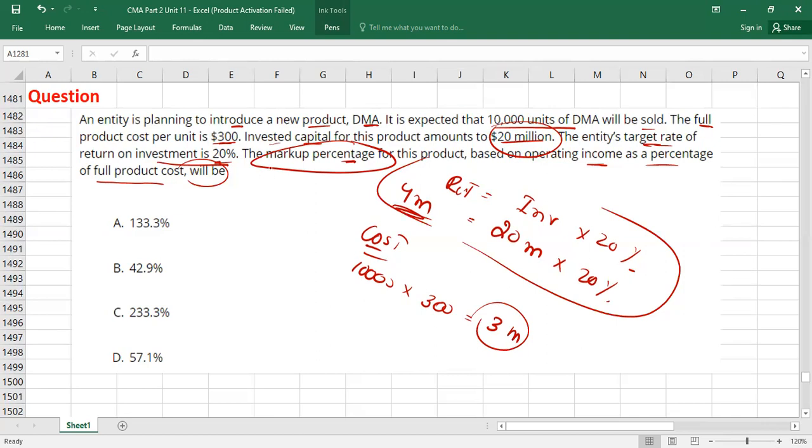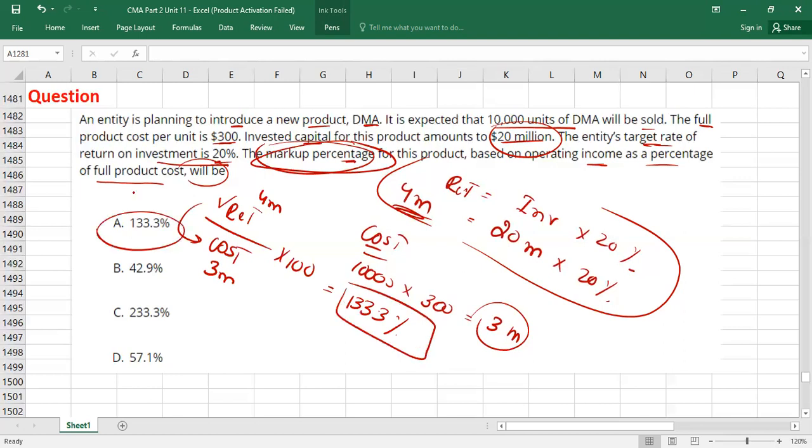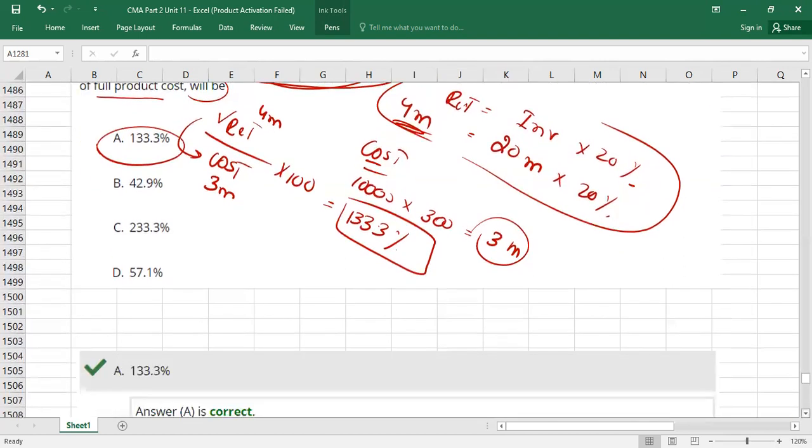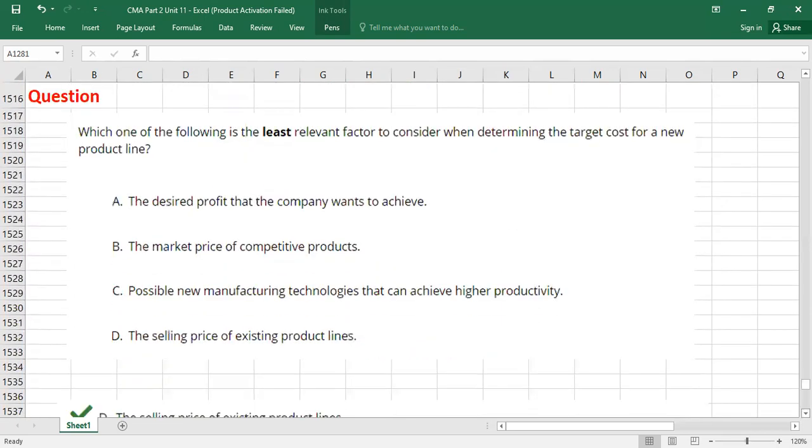Now you want to calculate markup percentage. How will it be calculated? You have to keep return as a numerator, cost as a denominator, and multiply by 100, because you want to see how much the return is as a percentage of cost. Return is 4 million, cost is 3 million, and multiply by 100. So it is going to give you 133.3% as markup percentage. Understood, guys? I hope it is clear.